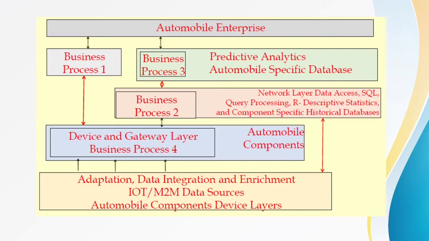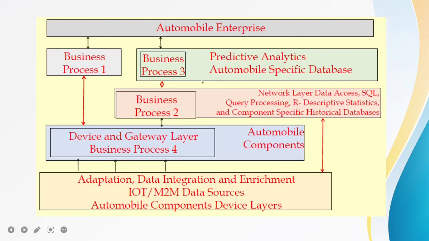Next is network layer business process. Here the network layer business process, that is NBP2, interrelates directly with the enterprise layer business process 3. This one, NBP2, is going to directly interact with the enterprise layer business processes.